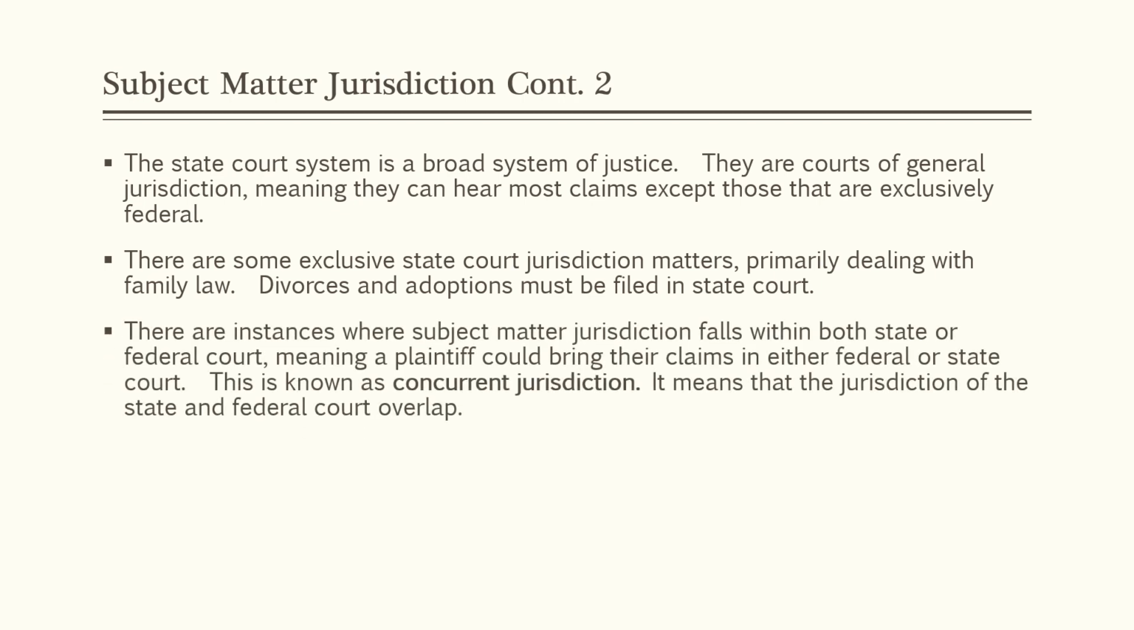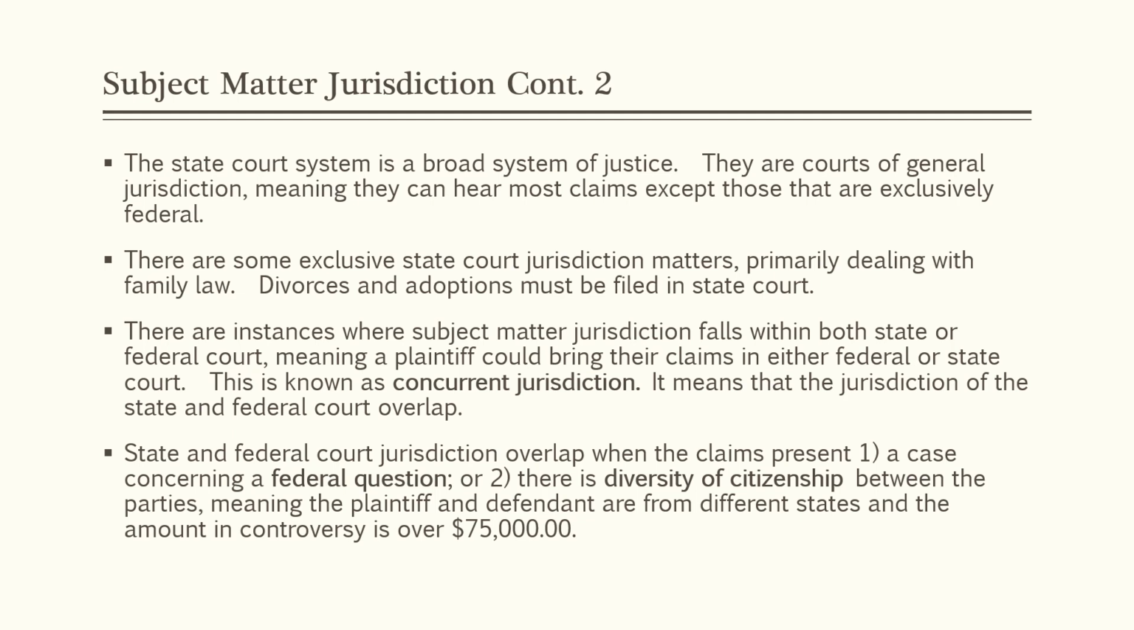There are instances where subject matter jurisdiction falls within both state or federal court. This means that a plaintiff can bring their claims in either federal or state court. The plaintiff is the captain of their ship when it comes to filing their complaint. They're the ones who choose where they want to start their court case. This is known as concurrent jurisdiction between federal and state court. It's basically overlapping jurisdiction. It means that you can bring it either in state or federal court, and it's the plaintiff's choice.